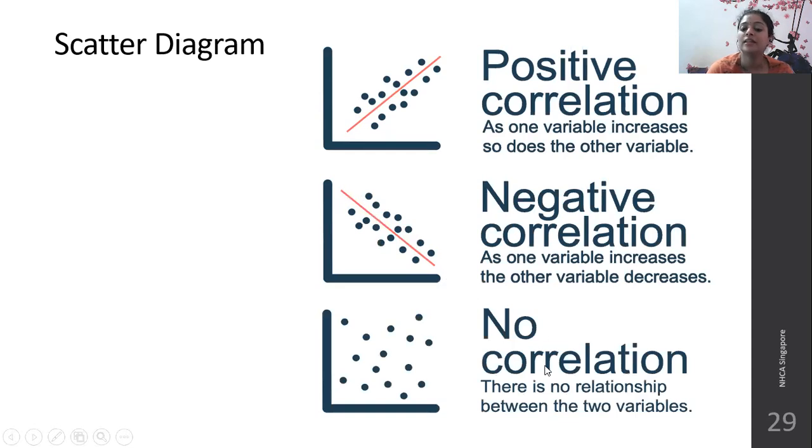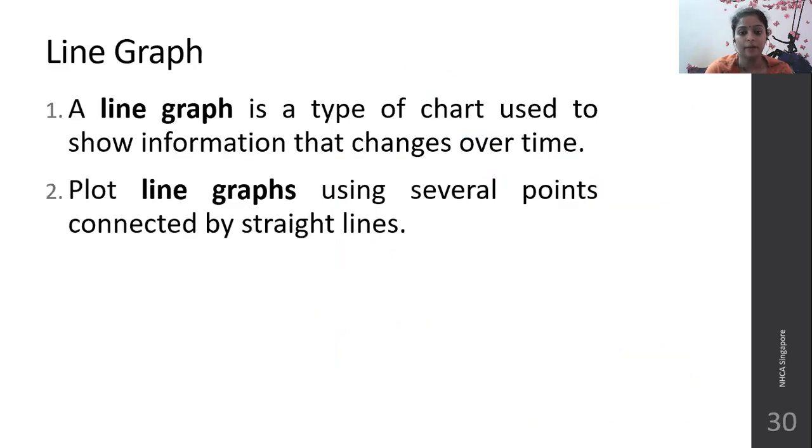Then no correlation: there is no relationship between the two variables. For example, eating apples and getting a needle stick injury, there is no correlation between these two. That's how a scatter diagram will represent data.